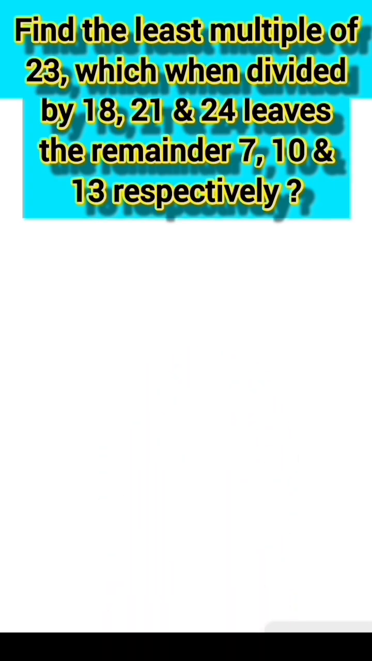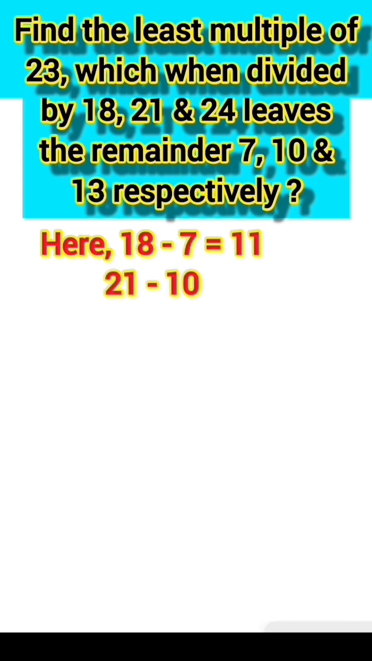So here we need to find out the number that is exactly divisible by 23. Now we have to find out the remainders. That is 18 minus 7 equals 11, 21 minus 10 equals 11, 24 minus 13 equals 11. So in this case they leave the same remainder, that is 11.